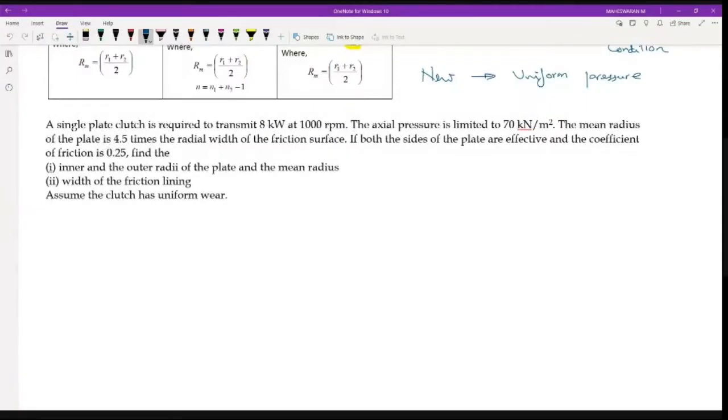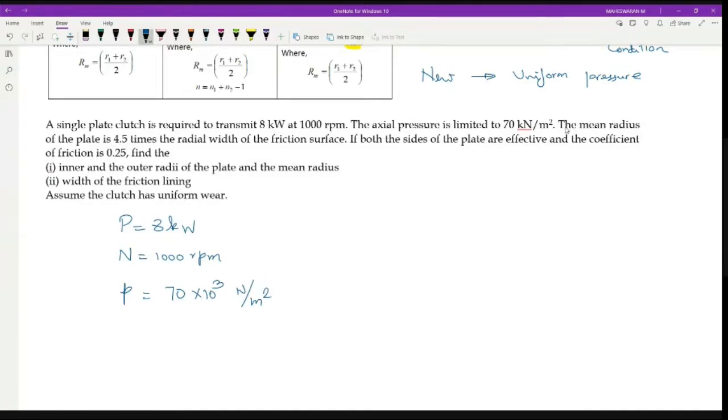A single plate clutch is to transmit 8 kilowatt power. Let me write down the given data. Power is equal to 8 kilowatt, and the speed is 1000 RPM. The pressure is limited to 70 kilonewton, so 70 into 10 power 3 Newton per meter square.